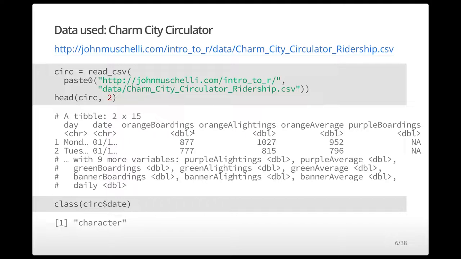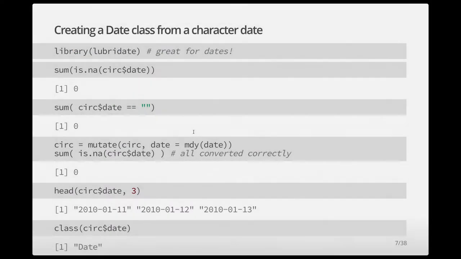So this data can be long or wide depending on what you think. For a single date, it has multiple different things, so it's wide there, but it's not just wide with respect to getting on or getting off, it's also wide with respect to which line it is, green, purple, or orange.